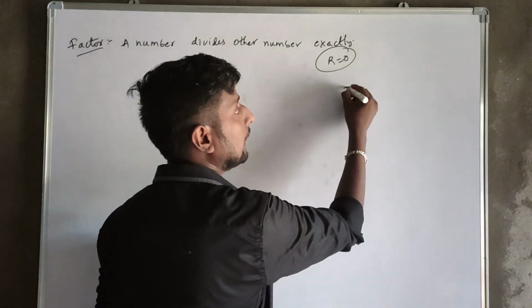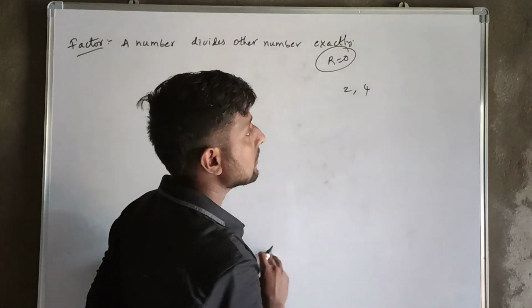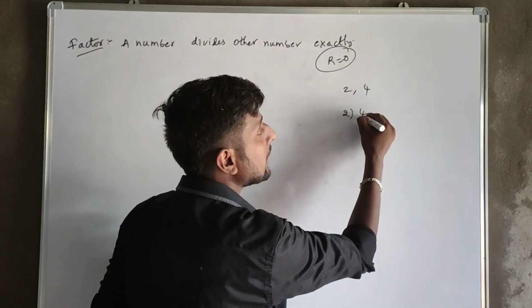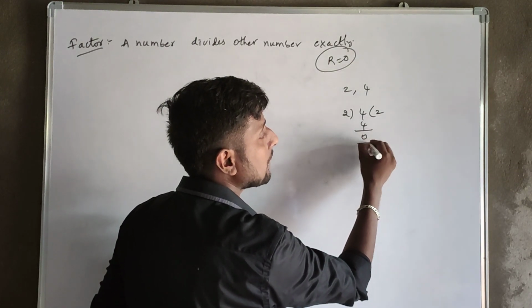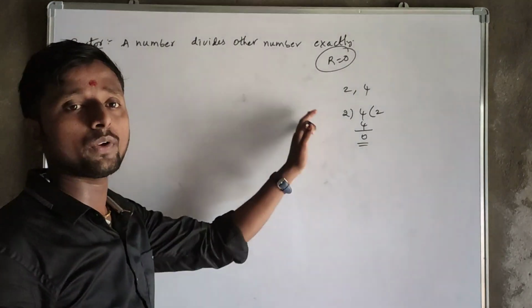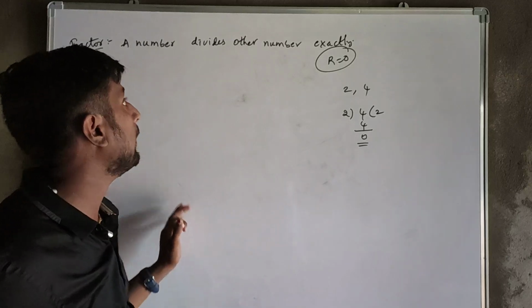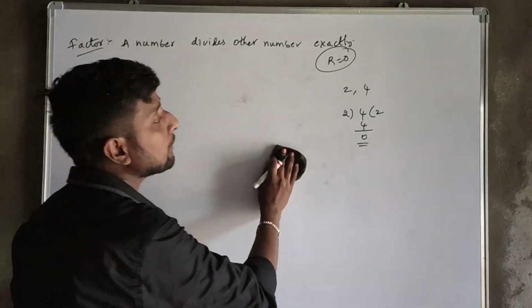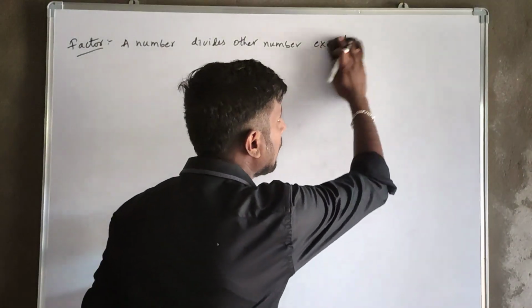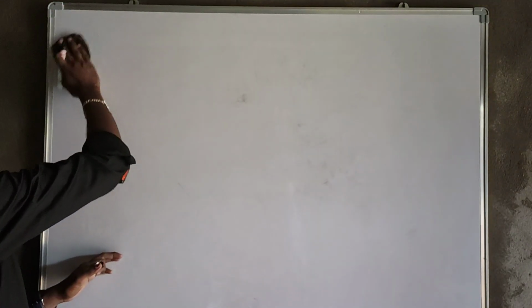For example, 2 and 4, I'll take. Now look, 2 divides 4 two times. The remainder is completely 0. Therefore I can write 2 is a factor of 4. Factor is nothing but the remainder must be 0.